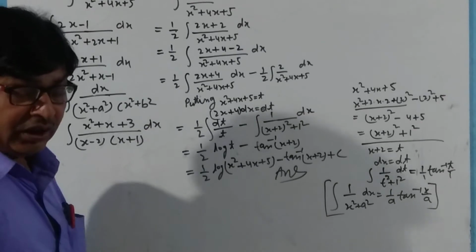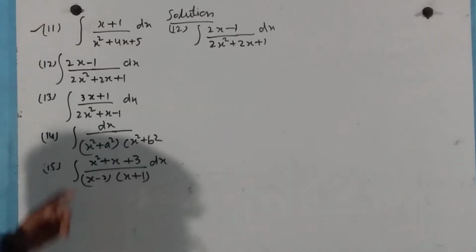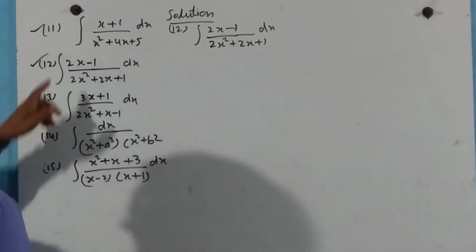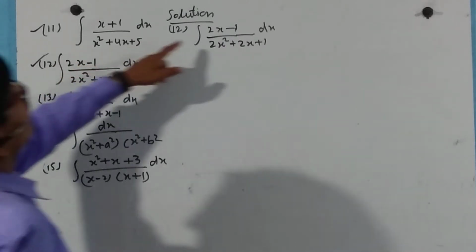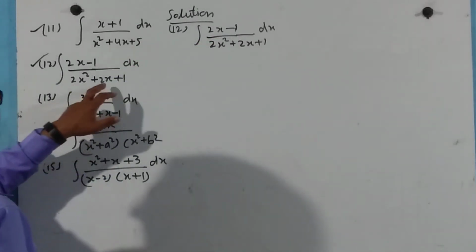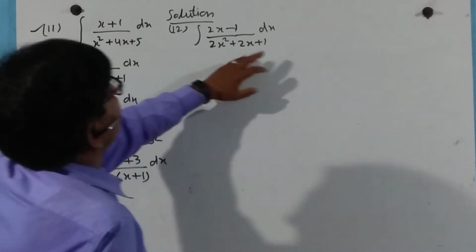Now we take another example. Question number 12: integration of 2x minus 1 divided by 2x square plus 2x plus 1 dx.